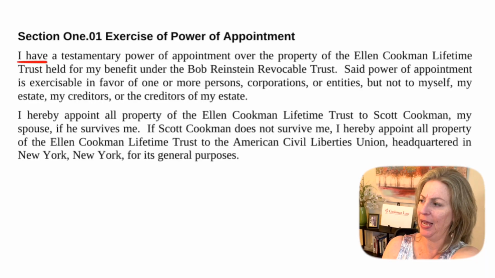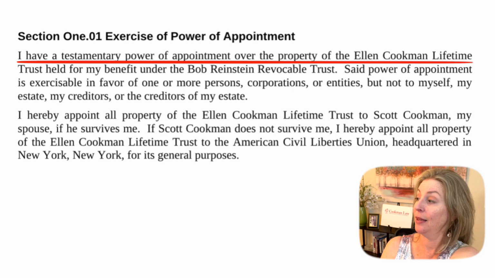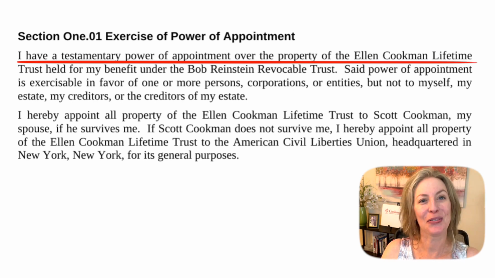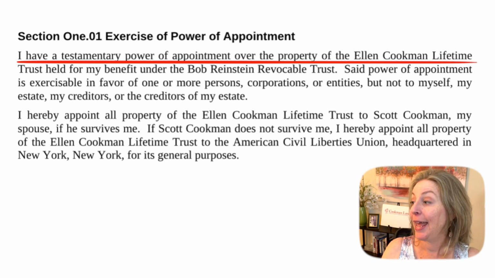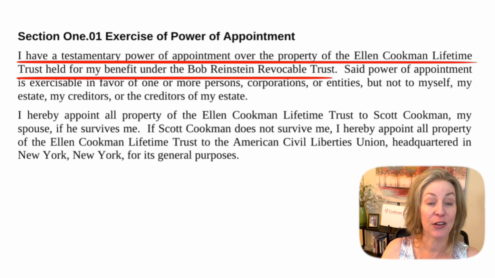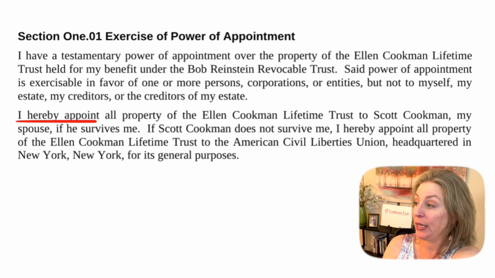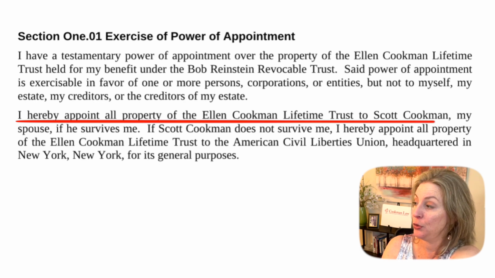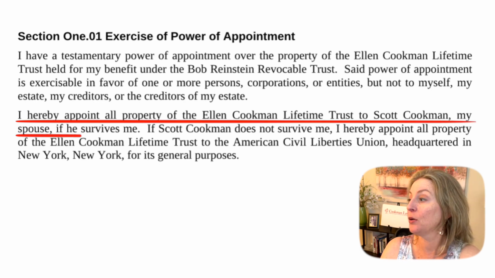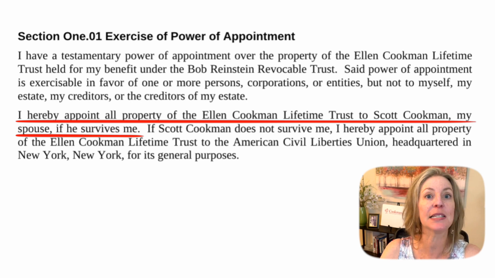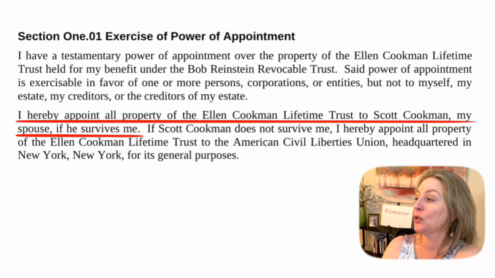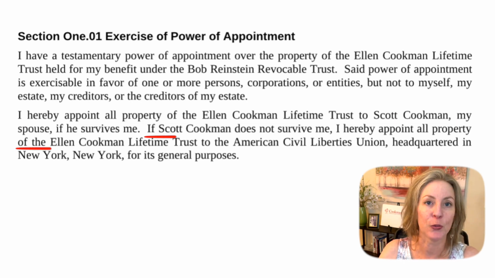So it says, I have a testamentary power of appointment over the property in the Ellen Cookman Lifetime Trust, held for my benefit, okay? And I can exercise it in favor of just about anybody. I hereby appoint that property to Scott Cookman, my spouse, if he survives me. And if he doesn't survive me, it goes, I'm sending it to the ACLU, all right?